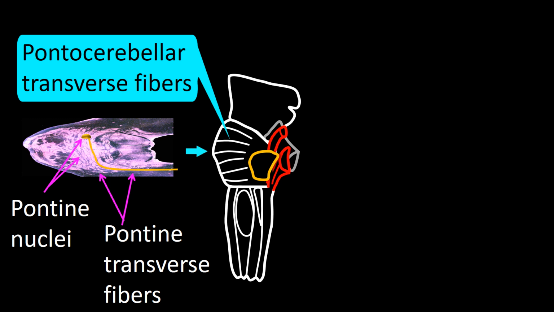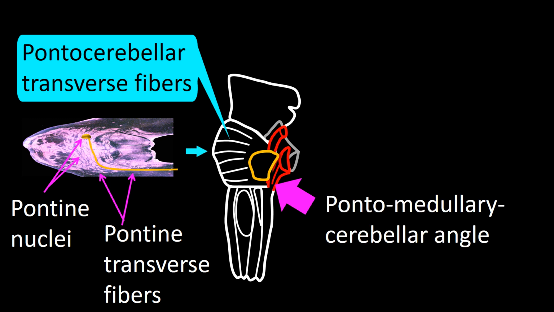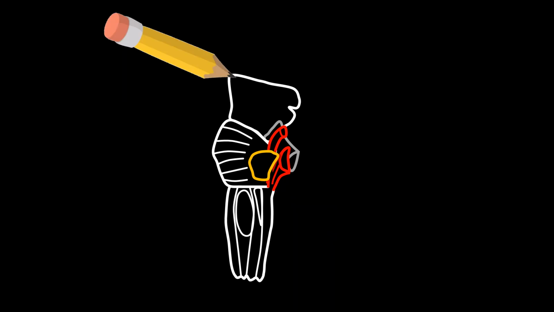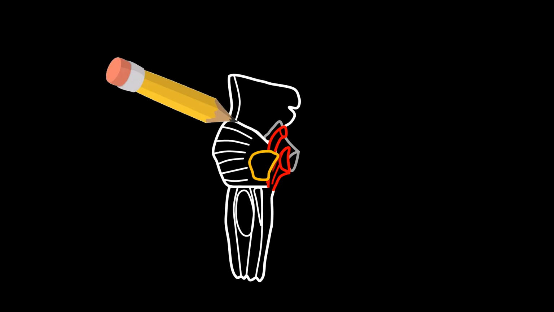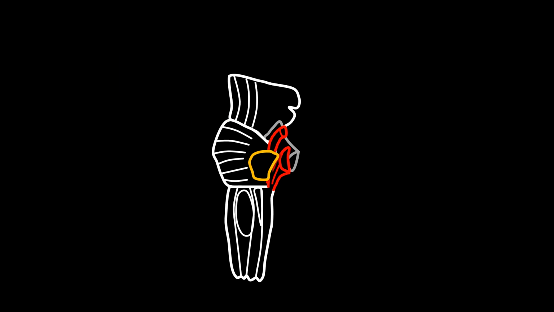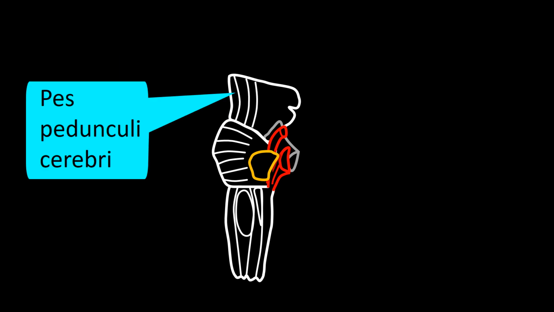The last thing I like to show you in this view is the pontomedullary cerebellar angle, where the cerebellum, pons, and medulla meet. Next, we go to the midbrain and draw a line downward following the anterior edge of the midbrain, and do this same 2 more times. These lines represent the pes pedunculi cerebri, the fibrous part of the ventral part of the cerebral peduncle.